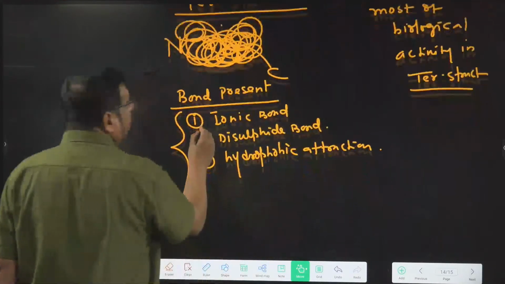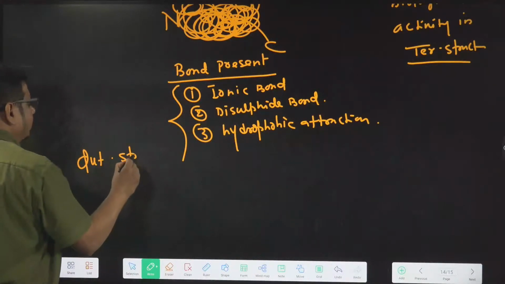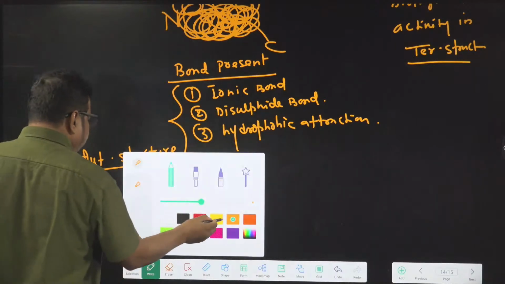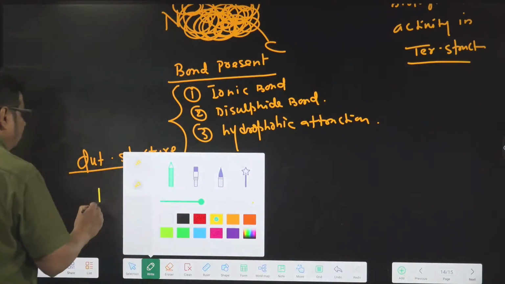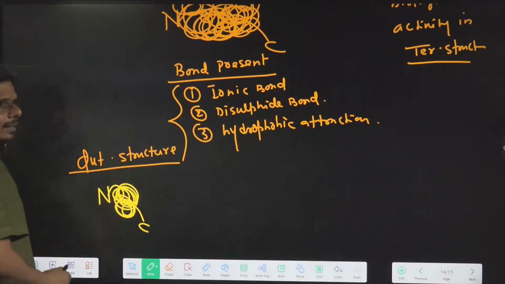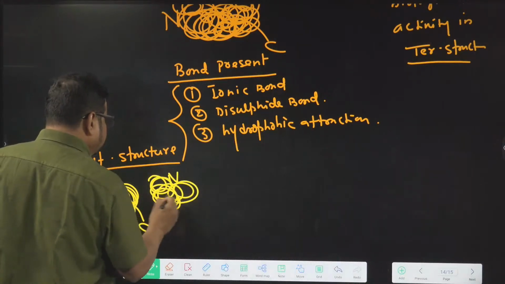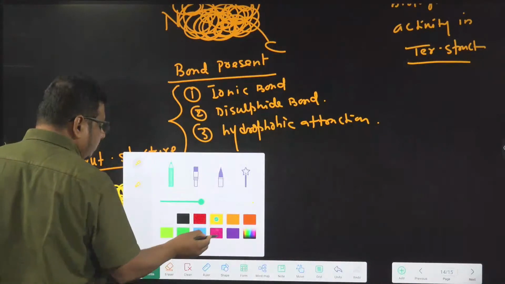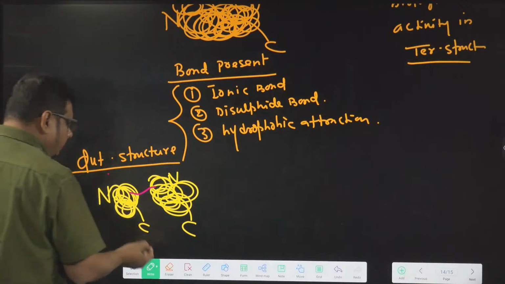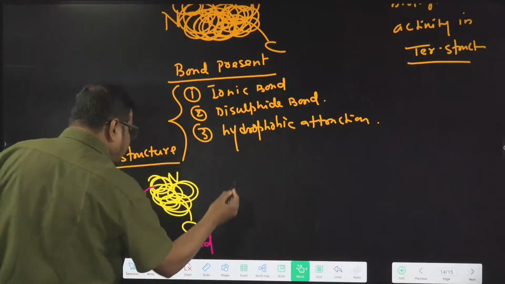Now I am telling you about the quaternary structure of protein. If you talk about the quaternary structure of the protein, there are two or more polypeptides. This is one polypeptide, one tertiary structure. This is another polypeptide, another tertiary structure. They join together. By which bond? Either by H bond or by van der Waals attraction.